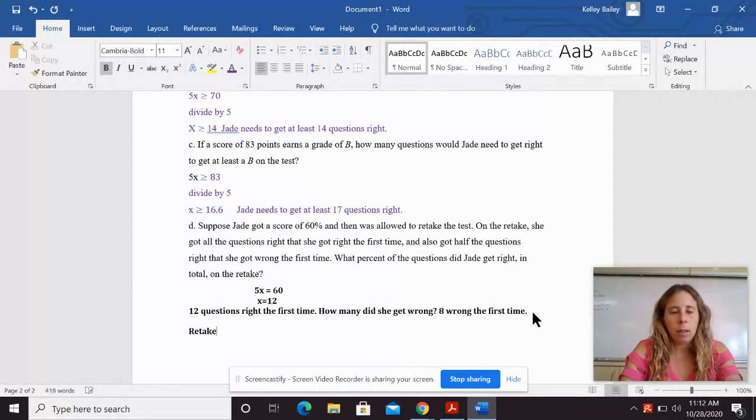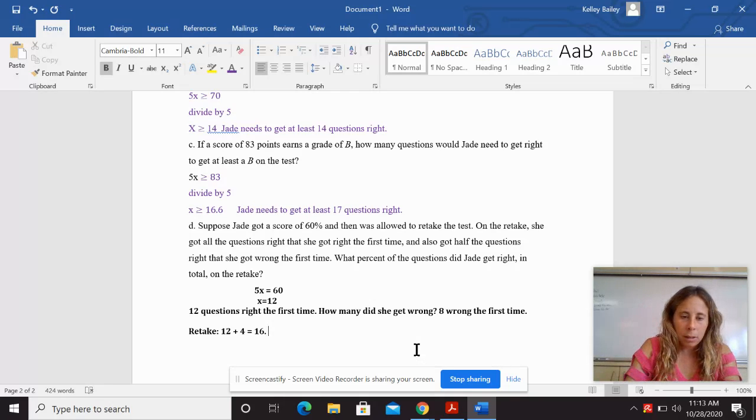So on the retake, she got 12 questions right again, and then half of the questions that she got wrong the first time she got right now. Half of 8 is 4. So she got 16 questions right on the retake. Then to figure out the percent, you go 5 times the number of questions she got right, 16, equals 80. She got 80 points, for 80%. Whew, that was a fun one.